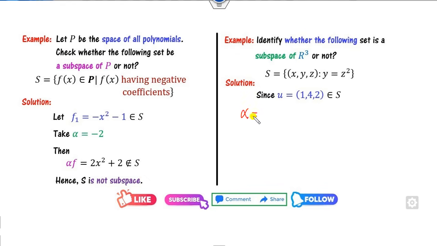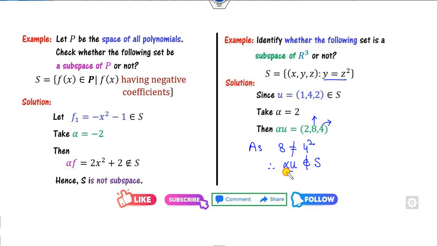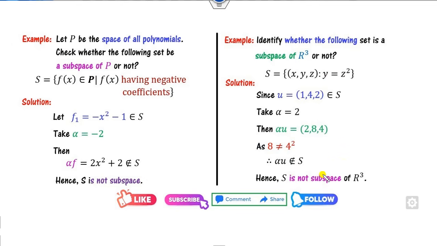Now if I choose alpha as any number, say 2, or you can choose alpha as minus 3, that's your choice. Then what will be alpha u? This number. Does it satisfy this property? This is my y, this is my z. Now as 8, is it satisfied? No. So therefore alpha u is not part of S. Hence S is not a subspace.